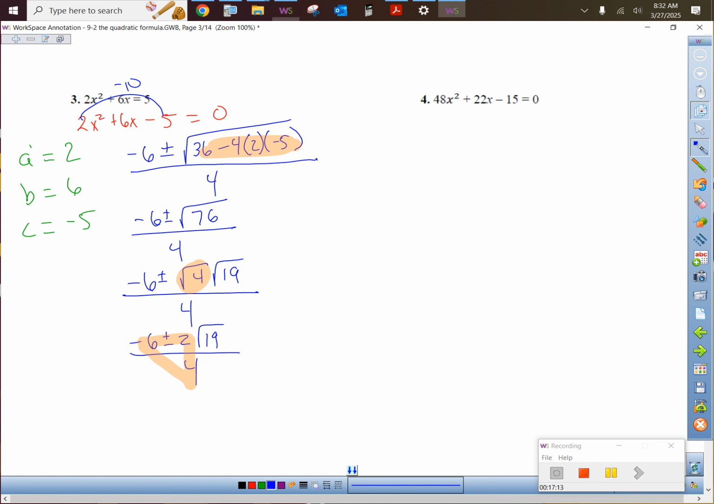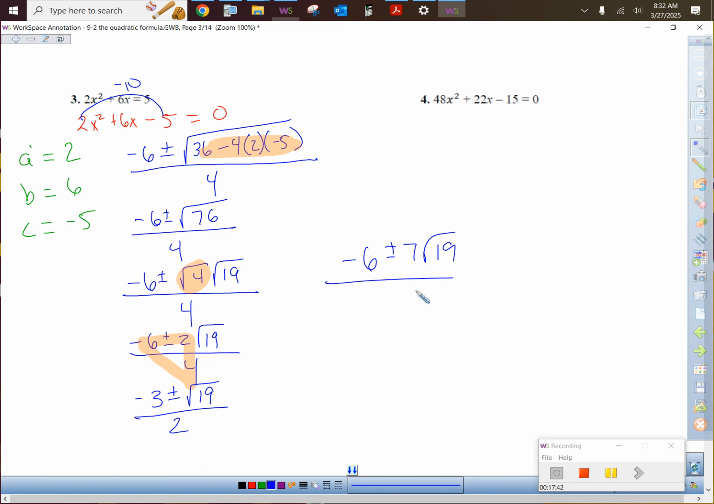The radical doesn't matter. He's going to stay there. So what is negative 6 reduced by a factor of 2? Negative 3, plus or minus. What is 2 reduced by a factor of 2? 1, which I don't need to write down, but there is a square root of 19 with him. All over, not 4 this time because I want to reduce it by a factor of 2. That would be 2.